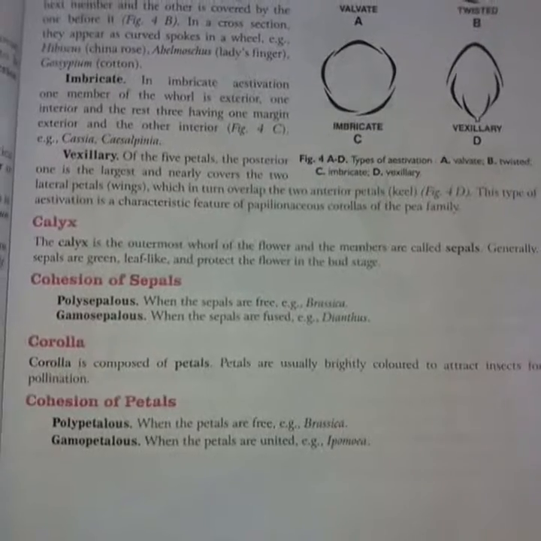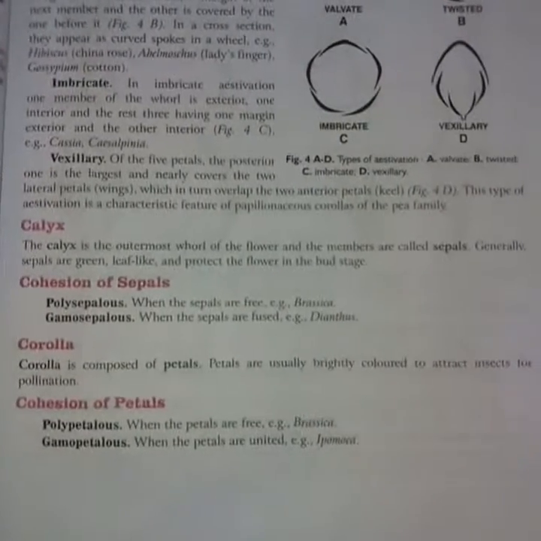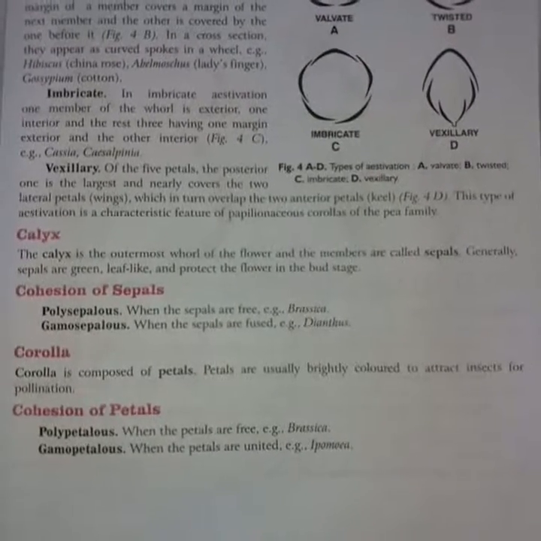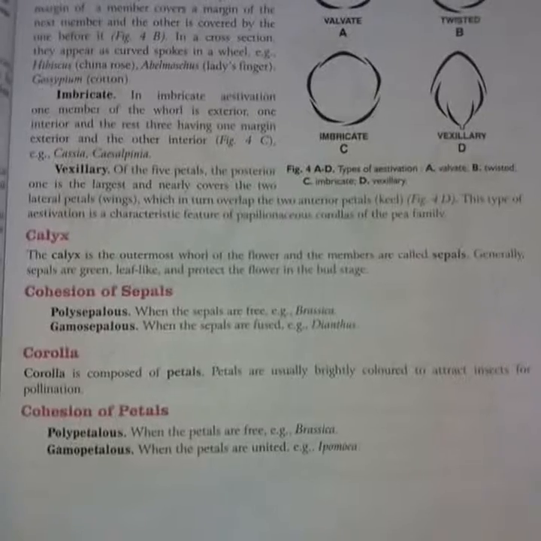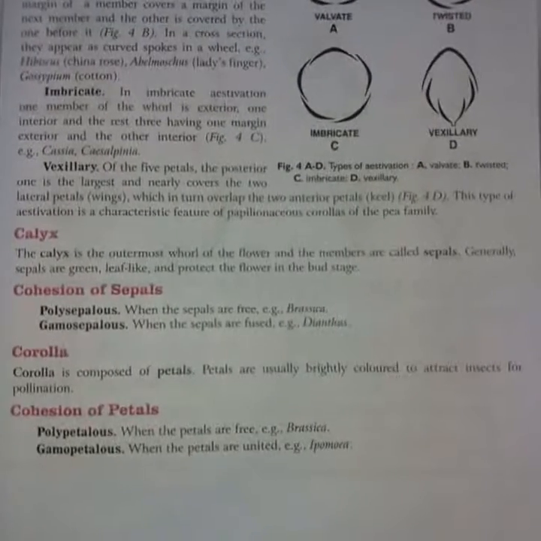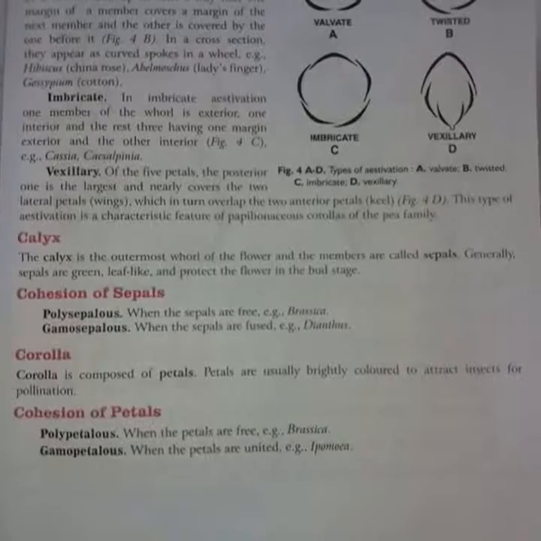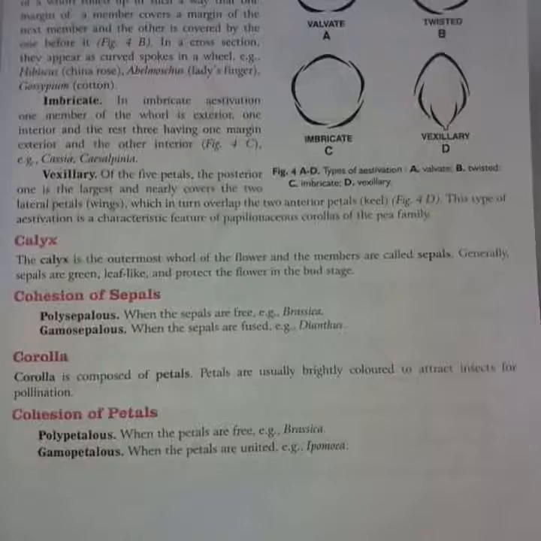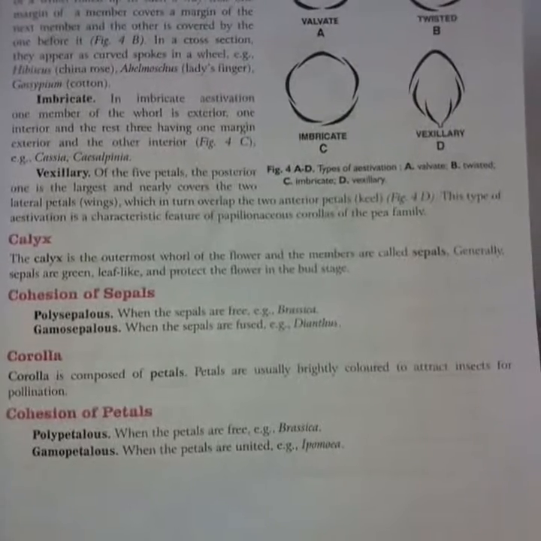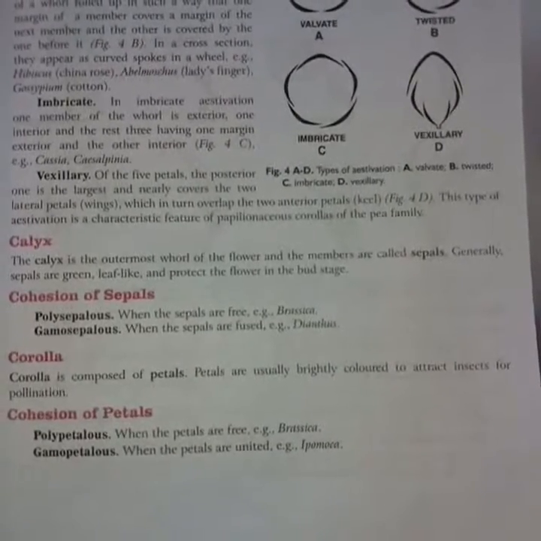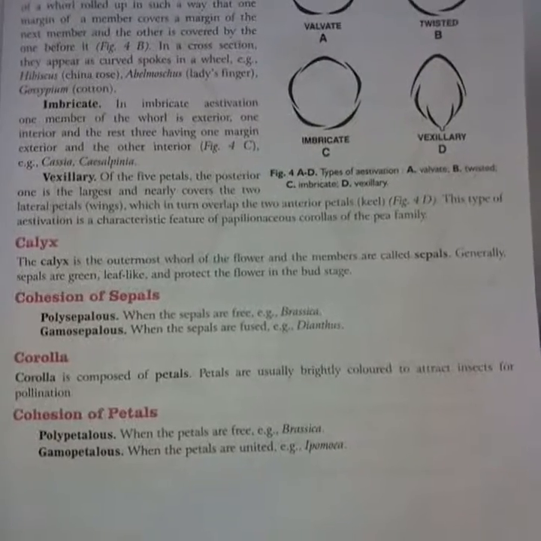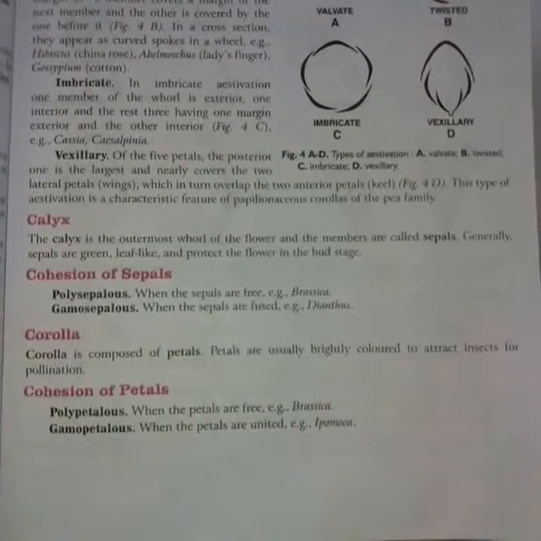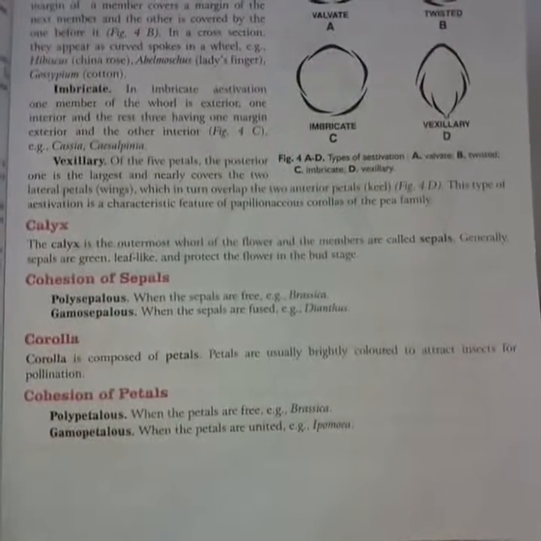Next is the position of calyx. The calyx is the outermost whorl of the flower and its members are sepals. Calyx is also called sepals. Sepals are generally green in color, leaf-like, and protect the flower in the bud stage and help in photosynthesis at times.